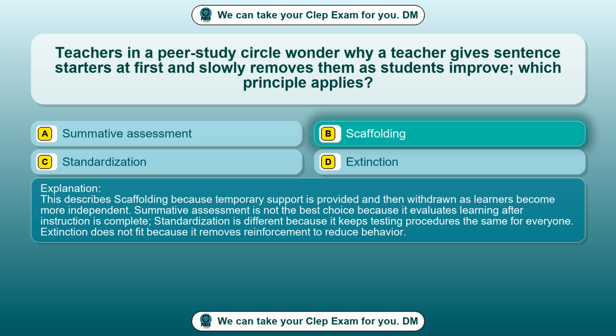This describes scaffolding because temporary support is provided and then withdrawn as learners become more independent. Summative assessment is not the best choice because it evaluates learning after instruction is complete. Standardization is different because it keeps testing procedures the same for everyone. Extinction does not fit because it removes reinforcement to reduce behavior.